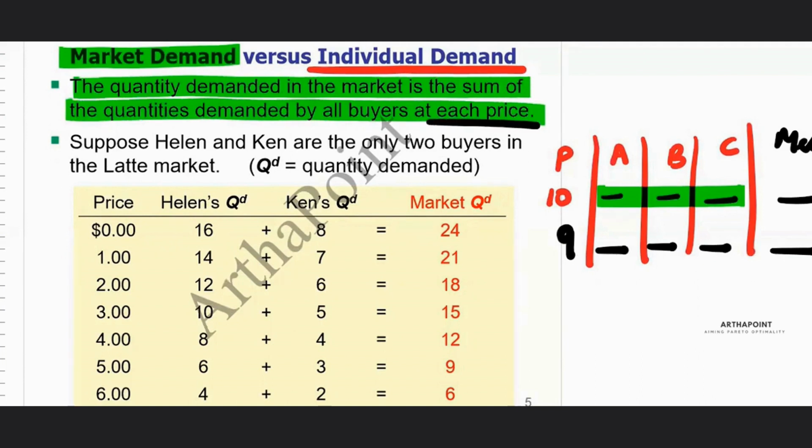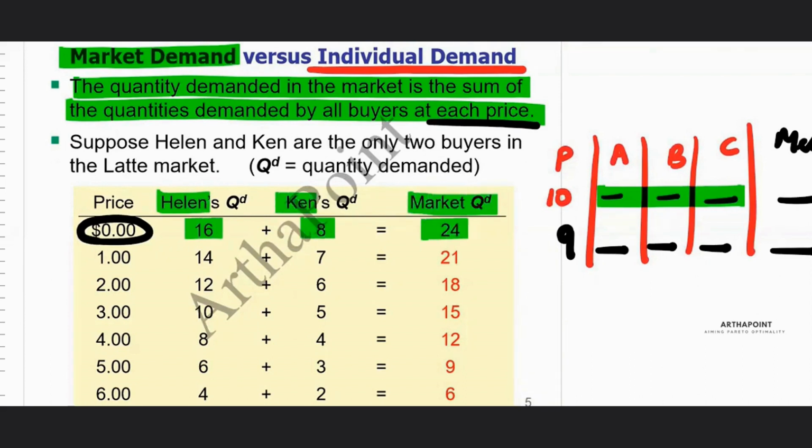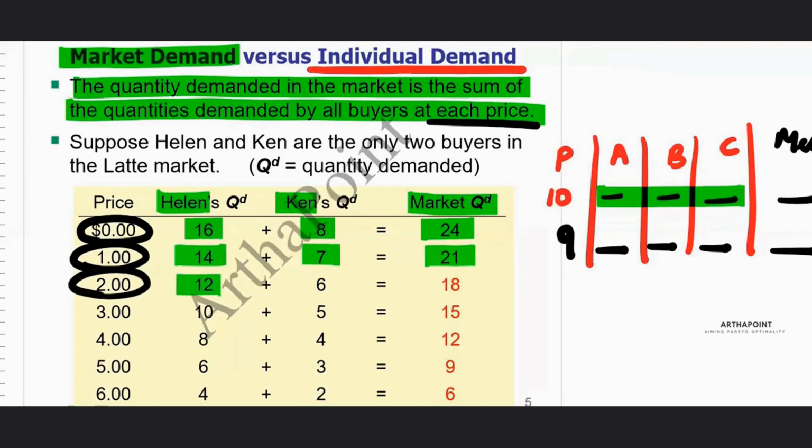So at a given price, let me take the price as 0 rupees. At $0, Helen demands 16, Ken demands 8, so the market demand is 24. Then let's take $1. At $1, Helen demands 14, Ken demands 7, so the total becomes 21. Let's take $2. Helen demands 12, Ken demands 6, so the total is 18. $3. Helen demands 10, Ken demands 5, so the total is 15.